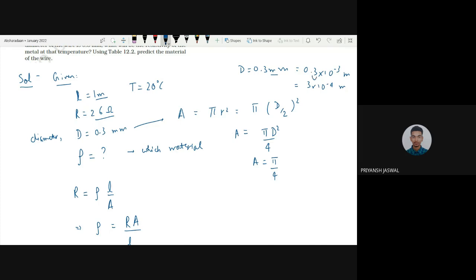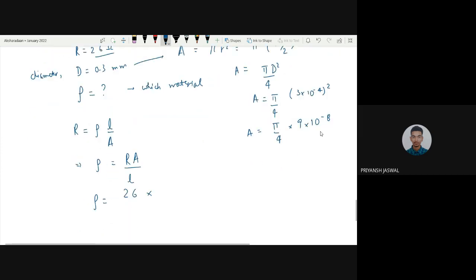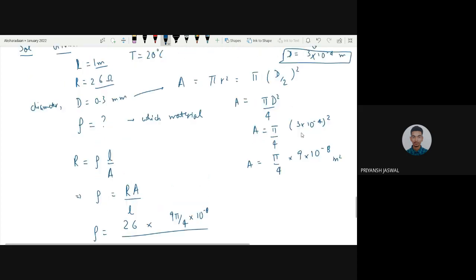Just shifting the decimal one place to the right and putting another number in this 3. So that is 3 into 10 to power minus 4 meter, and there is a square also. So A becomes pi by 4 times 9. 3 square is 9, 10 to power minus 4 squared is 10 to power minus 8. So this much is the area: 9 pi by 4 into 10 to power minus 8 square meter. And the length of this wire is given as 1 meter.